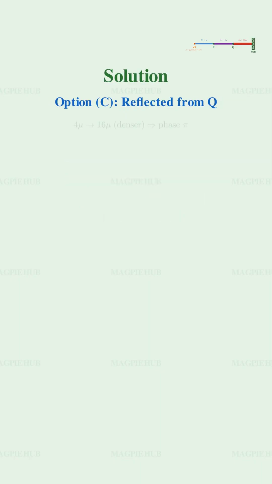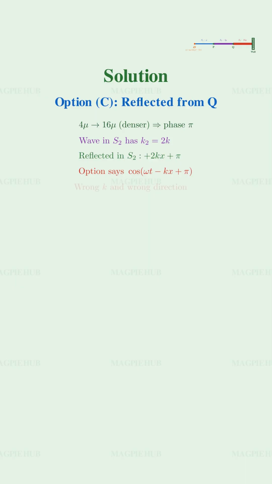Option C. The wave reflected from Q. At Q, the wave in S2 with density 4 mu hits S3 with density 16 mu. Again reflection from a denser medium, so there is a phase shift of pi. The reflected wave travels back in S2, so its direction reverses. The wave in S2 has wave number 2k. The reflected wave at Q should have wave number 2k, going in the reverse direction, giving plus 2kx plus pi. But option C writes cosine of omega t minus kx plus pi, using the wrong wave number k and the wrong sign. Option C is incorrect.